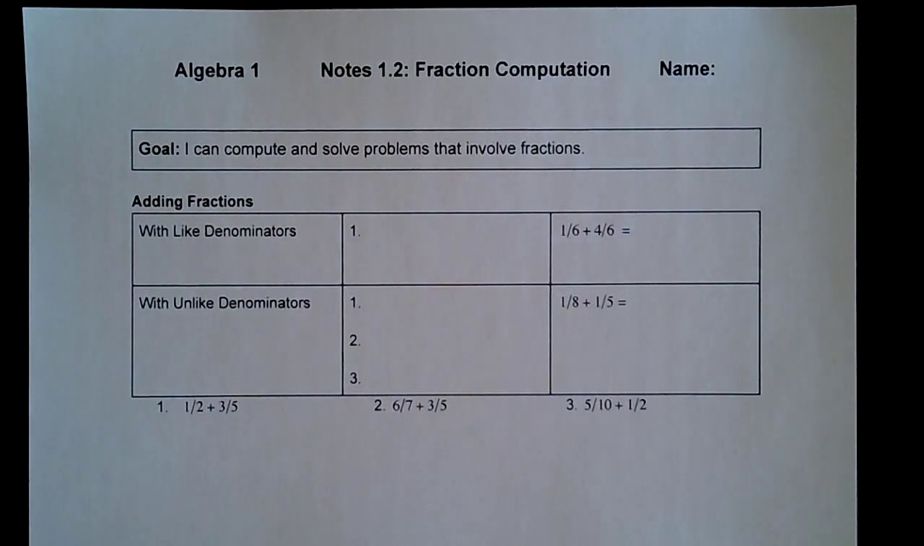Hey mathematicians, here are your notes 1.2 where we're going to be talking about fraction computation. So the goal for today is to be able to compute and solve problems that involve fractions. And I know that fractions can be our nemesis.